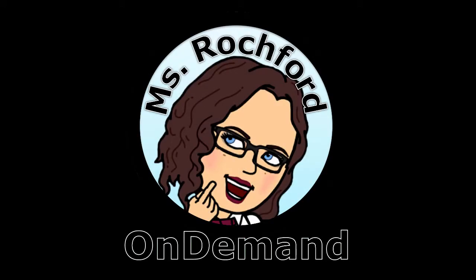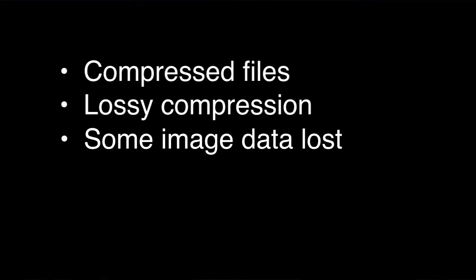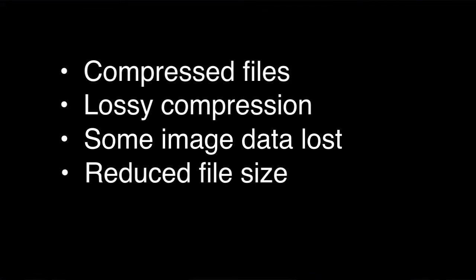When photographing digitally, most cameras offer the opportunity to save images in 2 or 3 file formats. The most common file format is JPEG, or Joint Photographic Experts Group. JPEGs are compressed files. They use a form of compression that's called lossy because some of the image data is lost in the compression process.